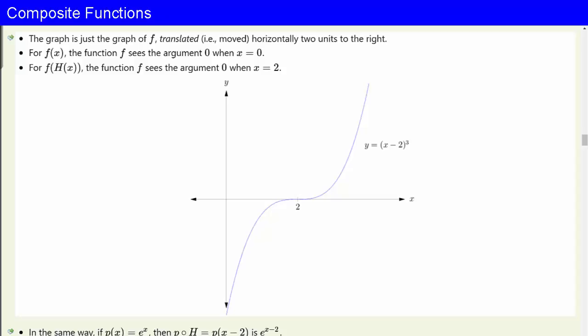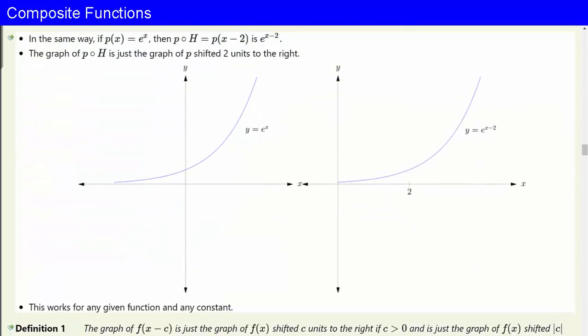The way to see this is to ask, when does f see argument 0 inside? For f of x, the function f sees the argument 0 when x is 0. For f of h of x, the function f sees argument 0 when x is equal to 2. In the same way, if p of x equals e to the x, then p composition h is just p of x minus 2, and that's, of course, e to the x minus 2, and the graph of p composition h is just the graph of p shifted 2 units to the right.